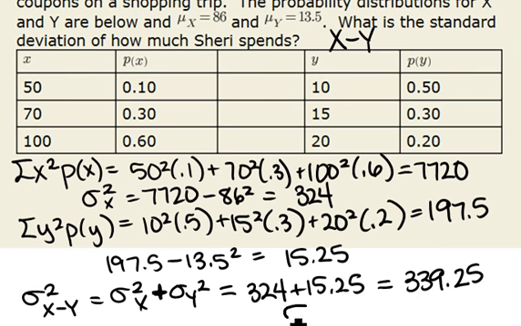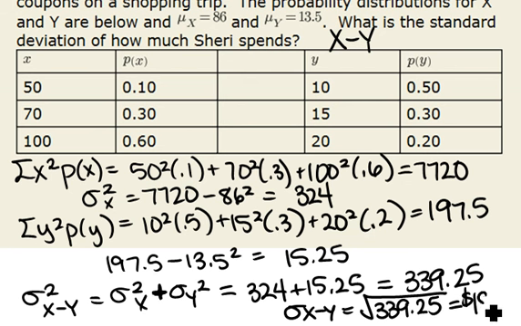So now if we want the standard deviation for x minus y, we take the square root of this, and what we get if we put it in terms of dollars is $18.42 for the standard deviation of x minus y, which represents the amount of money Sherry spends.